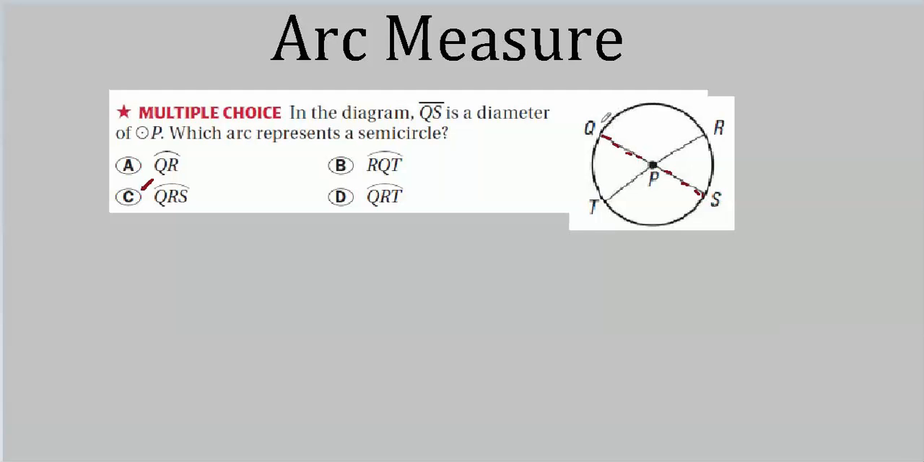And in fact, the endpoints of a diameter will always subtend a semicircle. For instance, if we said QS, well, first place we wouldn't really know which arc we were talking about, this one or this one, but the measure would be identical. They're both 180 degrees, and they're both a semicircle.